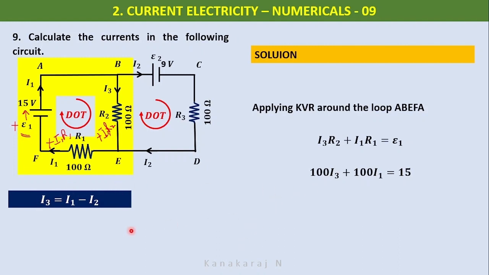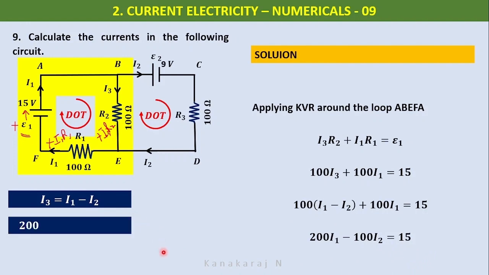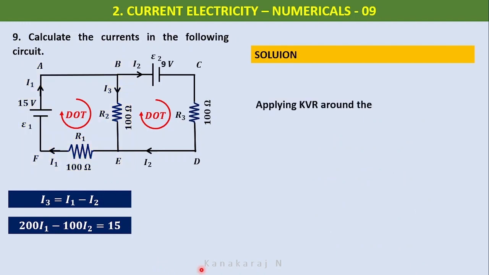Let us substitute I3 as I1 minus I2 in the equation. We get 100 times (I1 minus I2) plus 100 I1 equals 15. Now we have 100 I1 here and another 100 I1 here, so totally we have 200 I1, then minus 100 I2 equals 15. Let us keep this equation for further reference: 200 I1 minus 100 I2 equals 15. So let us go for the next loop.